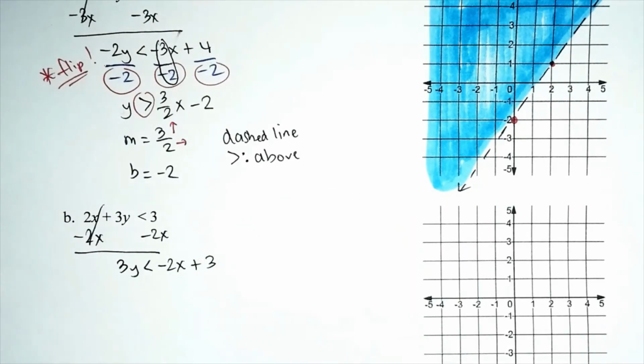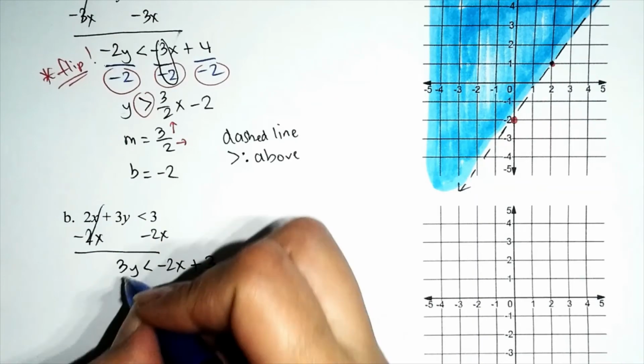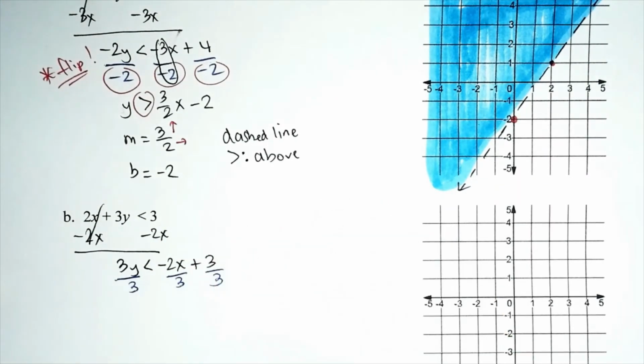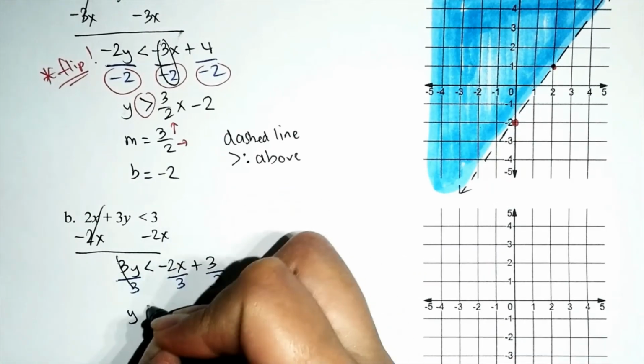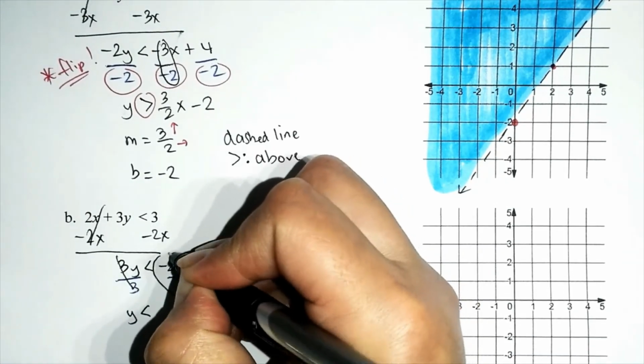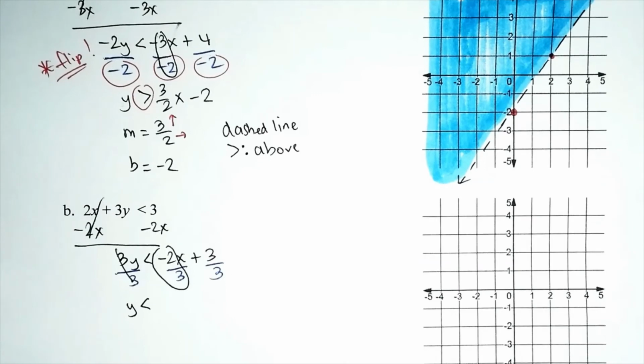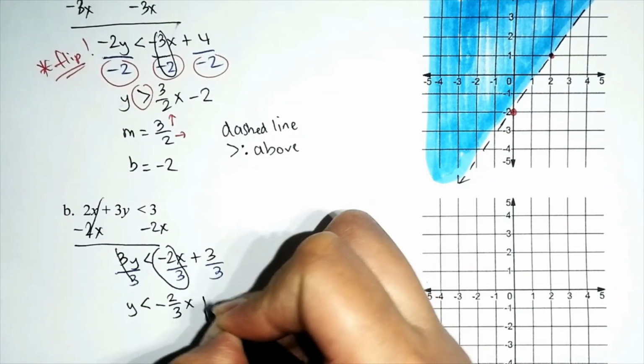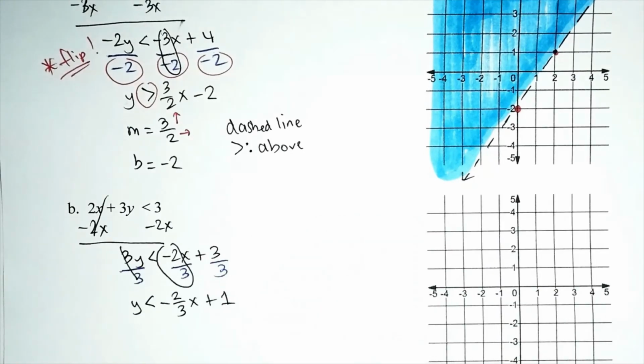Work your magic, isolate the y, get rid of the times 3. To get rid of the times 3, we're going to go ahead, divide both sides by 3, and that will leave us with y is less than, love yourself, highlight the coefficient of that x term. Y is less than negative 2/3 x plus 1. Cool, we did it. Now let's write down the game plan.